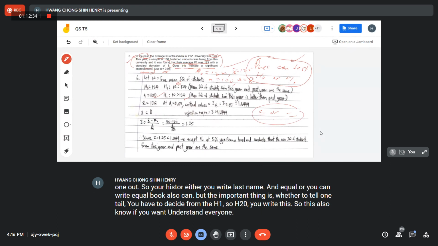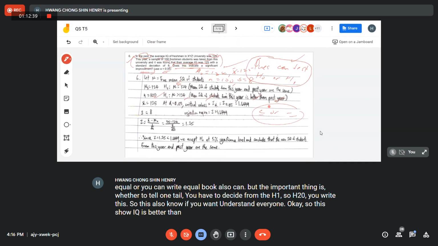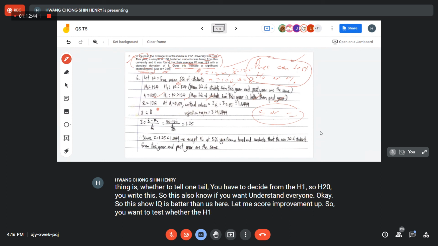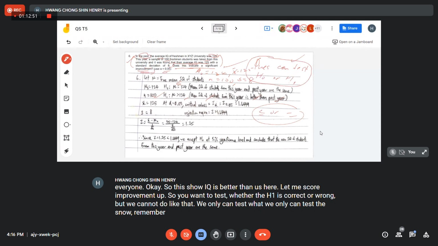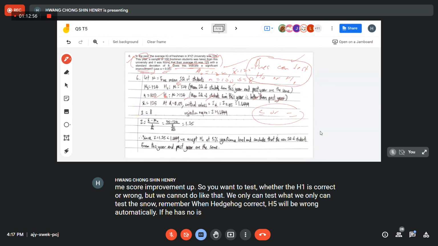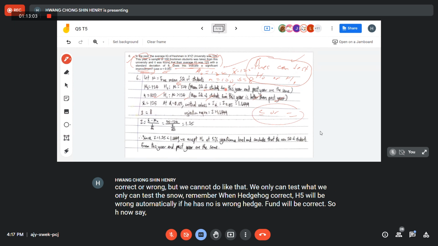Does everyone understand? Okay, so this shows IQ is better than last year. That means there is improvement. So you want to test whether the H1 is correct or wrong, but we cannot do it like that. We can only test what? We can only test the H0. Remember? When H0 is correct, H1 will be wrong automatically. If H0 is wrong, H1 will be correct. So H0 says the IQ of past and this year are the same, equal to 124. Yes, you can write like that.